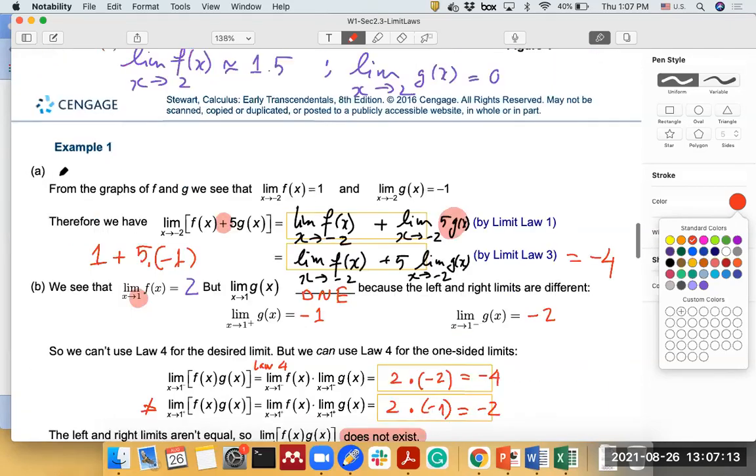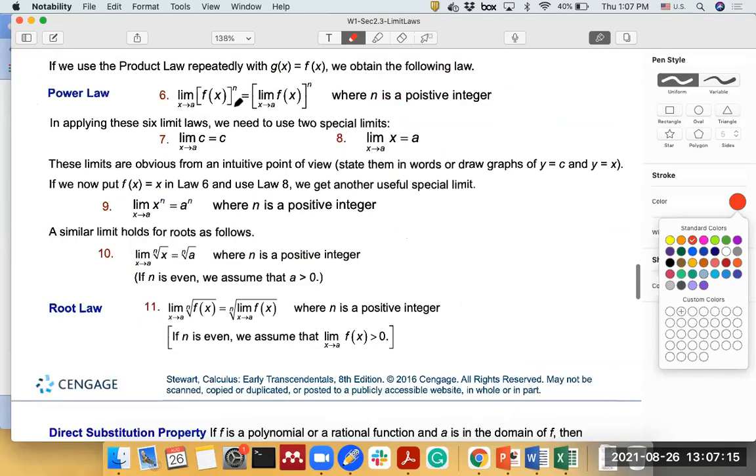Good. And here are some other rules. So the first one, you can apply the product rule multiple times, right? You write down the limit of f of x times f of x times f of x, n times. And then you use the product rule n times. You get this result. Okay?